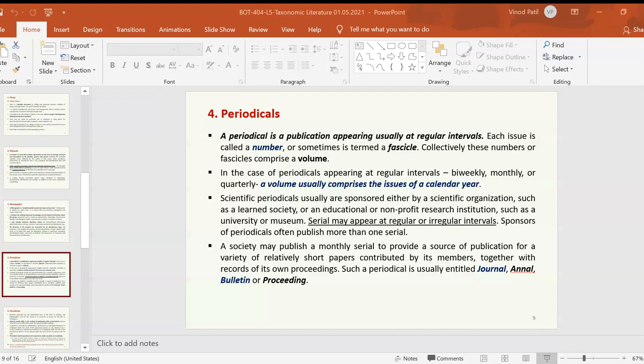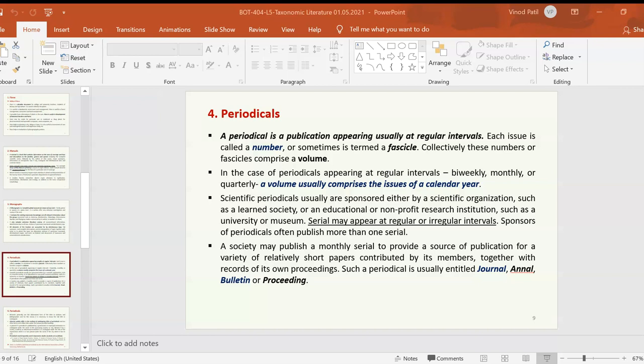And scientific periodicals usually are sponsored by a scientific organization, like CSIR, isn't it? CSIR conducts the exams for your NET, the National Eligibility Test. CSIR is the Council of Scientific and Industrial Research. They have a separate unit in the name of NISCAIR. That is CSIR's publication unit.